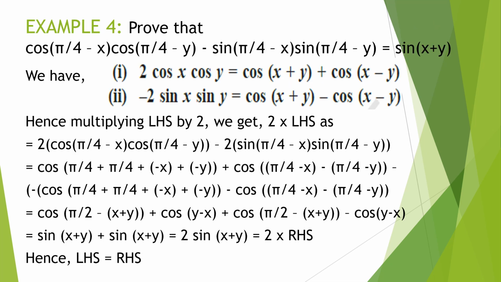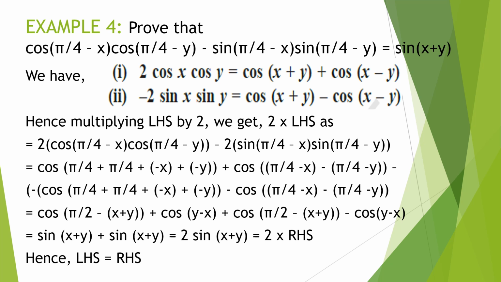Now example 4. Cos of (pi by 4 minus x) into cos of (pi by 4 minus y) minus sine of (pi by 4 minus x) into sine of (pi by 4 minus y) is equal to sine of (x plus y). Now we need to prove this, and when we see the left hand side, cos into cos and sine into sine is given. So we will use the given set of formula. For that we multiply the left hand side by 2. So 2 into left hand side is equal to 2 into the whole left hand side which is given. Now we try to simplify it.